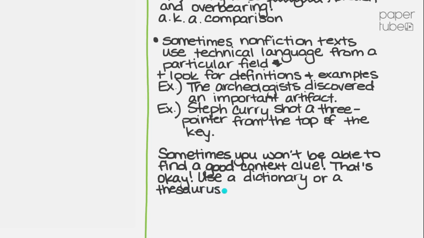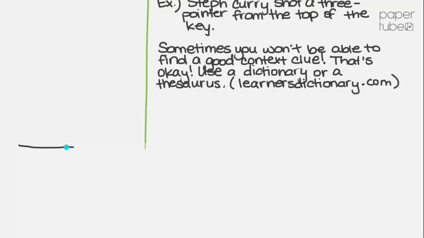And here's my favorite one for you guys. If you really truly can't figure out a word and you need to understand it to understand what you're reading, I love Learner's Dictionary.com. It has really simple to understand definitions, so it's great for students.